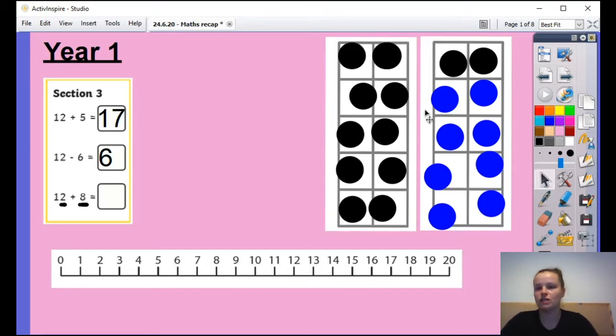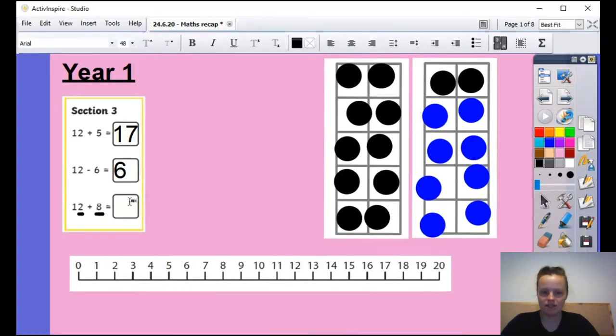Now, I shouldn't have to count them one dot at a time, because I know that these 10 frames are 10 each, and I've got 2 full 10 frames. So I've got 10 here and I've got 10 here. So how many is that? We've got 20 counters. We've got 20 altogether. Now, if you needed to count them one by one, then you can.